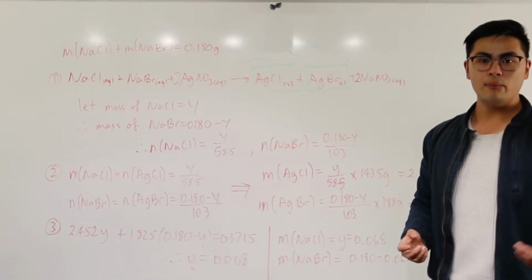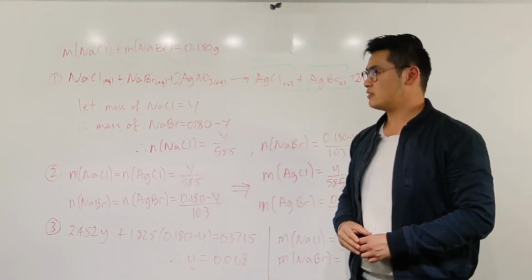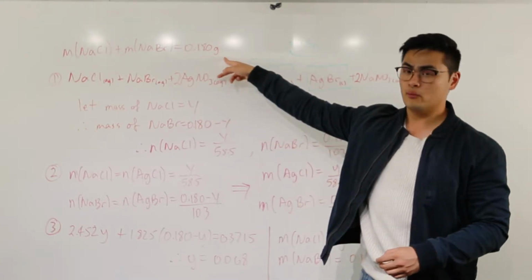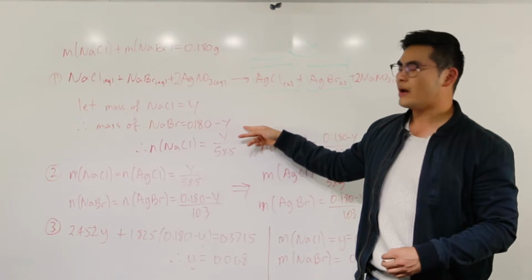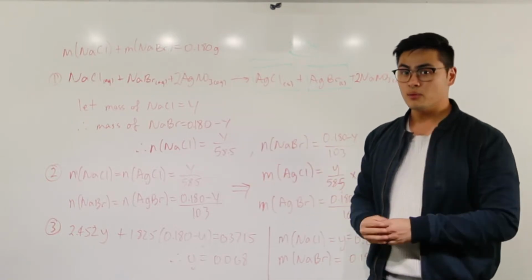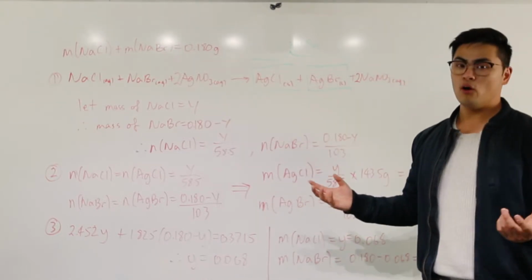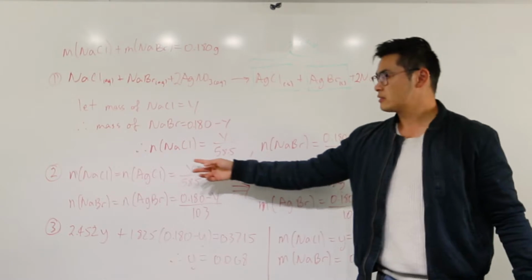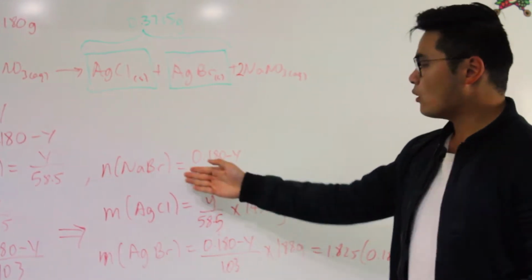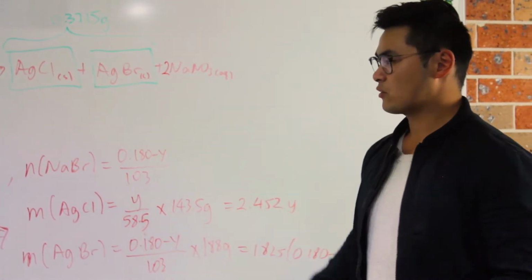To simplify how we do the question, the first thing I did was let the mass of NaCl equal Y. As a result, from the equation we wrote up here, the mass of NaBr is simply 0.180 minus Y. Simple, right? From that, we can derive a whole bunch of other things, including the moles of NaCl equals Y over 58.5, and the moles of NaBr equals (0.18 minus Y) over 103.